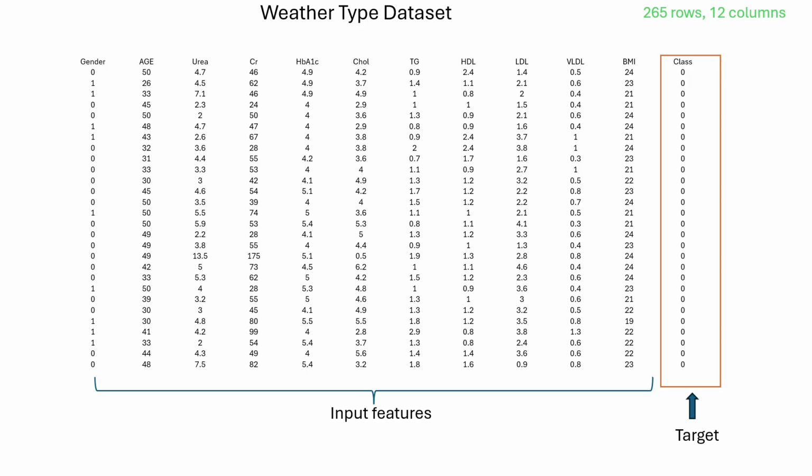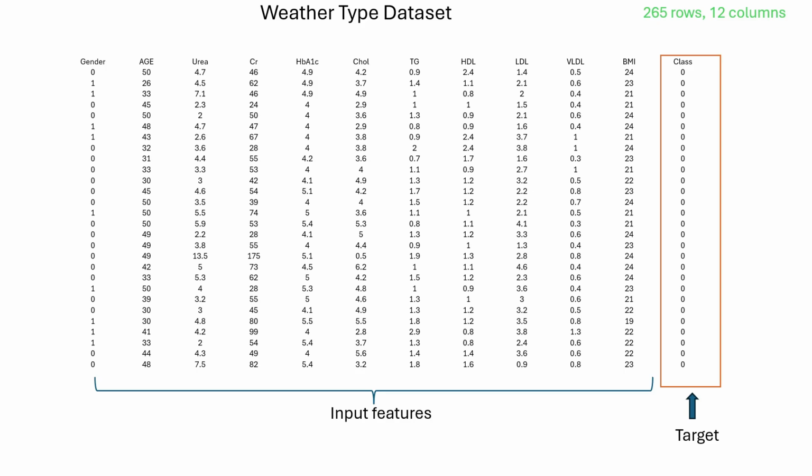Here, we define the input and the target for our classification model. The input features include various medical indicators like urea, creatinine, HbA1c, cholesterol level, HDL, LDL, BMI, and more. These are used to predict the target class, which represents the diabetes condition.